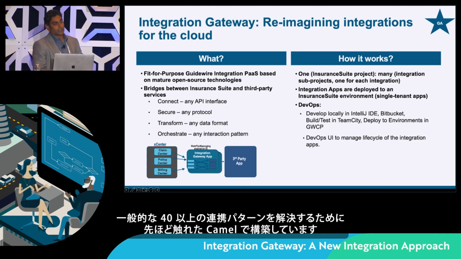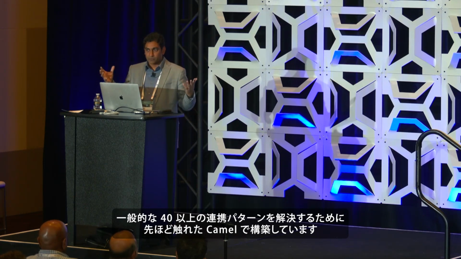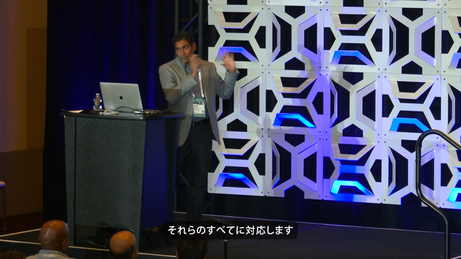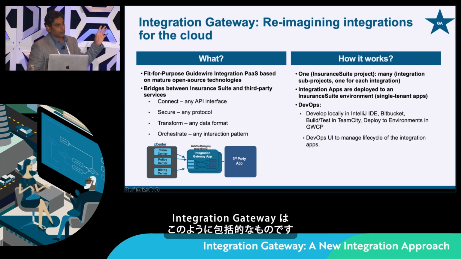What I mean here is, Camel was actually built to help solve common 40+ integration patterns, right? And within that you have a lot of interactions: sync, async, real-time, batch. You can do any of that here, right? So that's how comprehensive the integration gateway is.